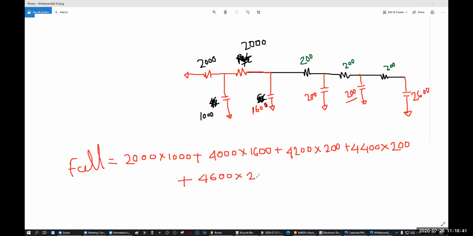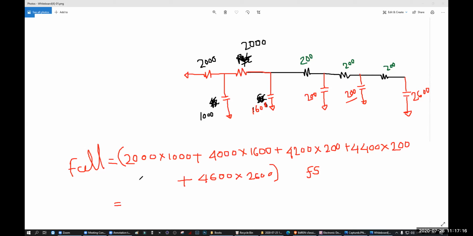Times 2600. Okay. Since all of them are ohm and all of them are femtofarad, your final result will be femtosecond. Understand? Yes. Okay. Let's calculate. 2000 into 1000 plus 4000 into 1600 plus 42 into 200, 44 into 200 plus 46 into 2600.